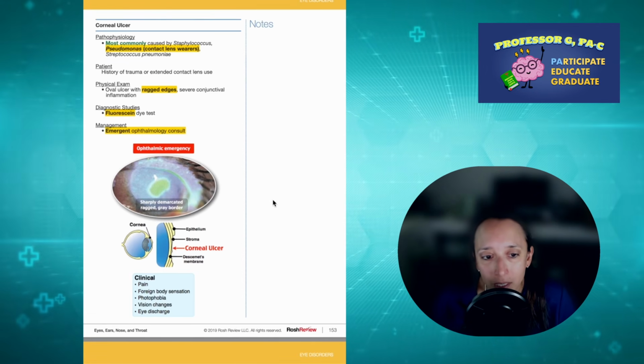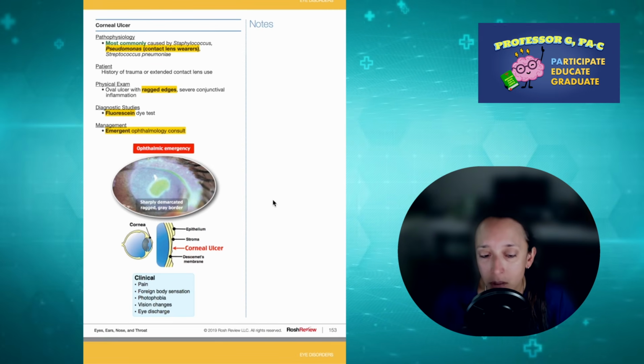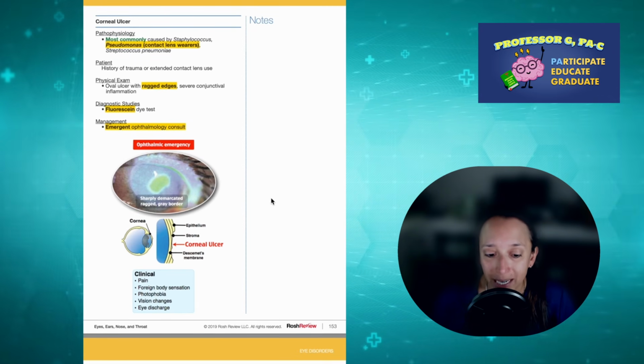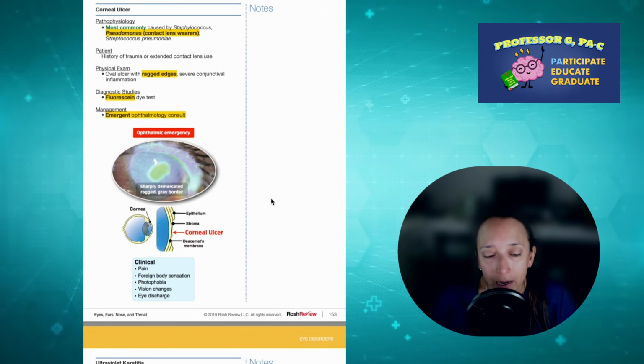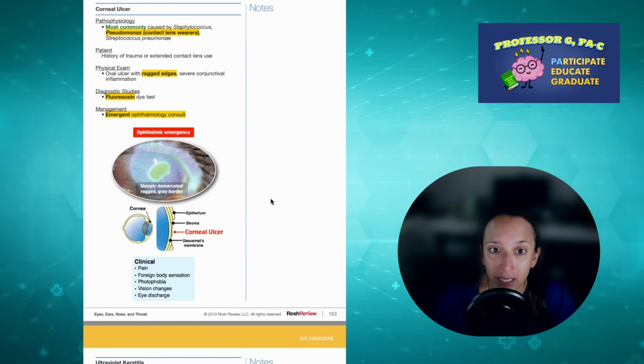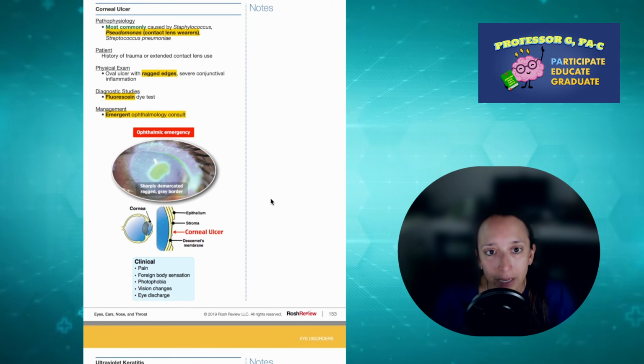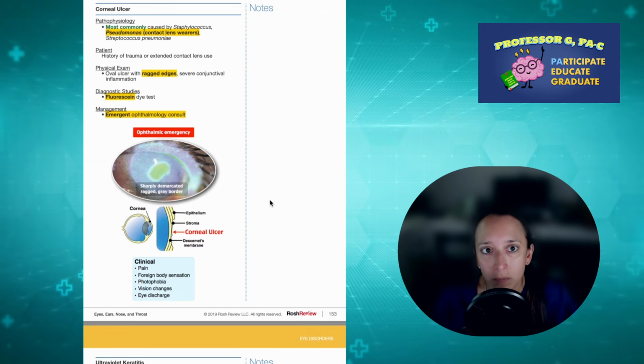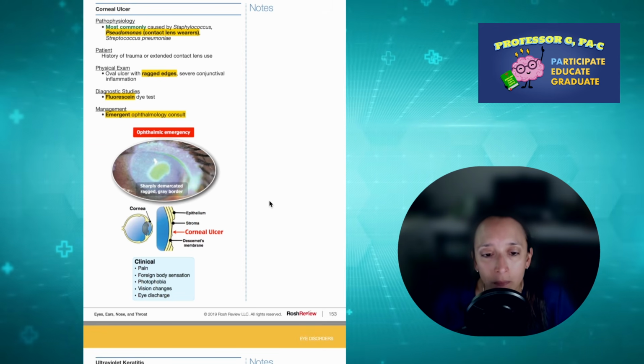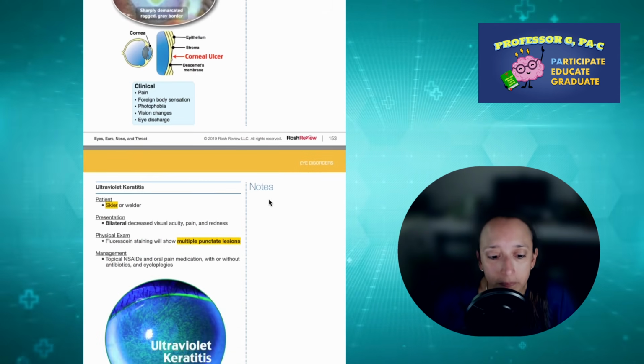And then management is going to be an emergent ophthalmology consult, and they will decide what kind of medications to place the patient on. Usually a combination, if it's a bacterial infection, of antibiotic drops, and sometimes after the initial few days, they'll put them on steroid drops to assist with healing.